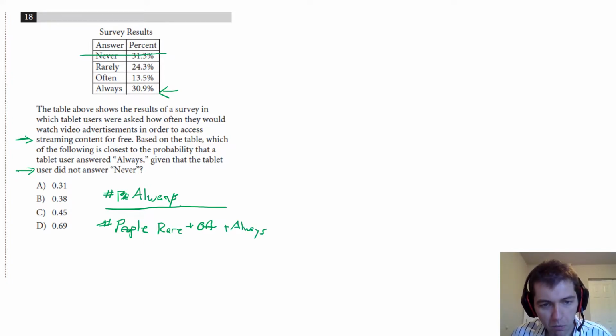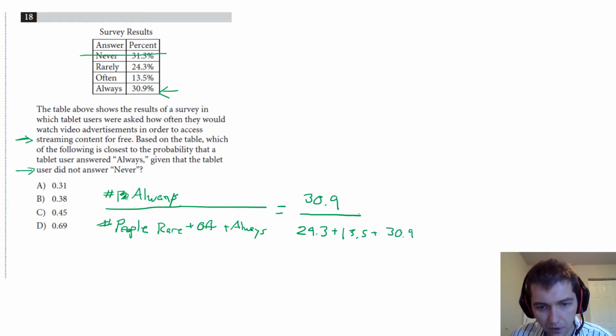And you don't actually have number of people, but you can think about it in your head, like they asked 100 people and some fractions of people also answered. You can think of these as actual numbers of people. So you have the number of people that answered always, that 30.9, divided by the number of people who are rarely, 24.3, plus the number of people who are often, 13.5, plus the number of people who are always, which is that 30.9. And you can throw all that in your calculator.